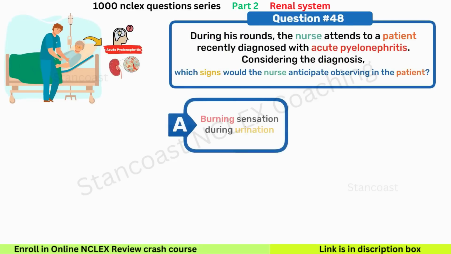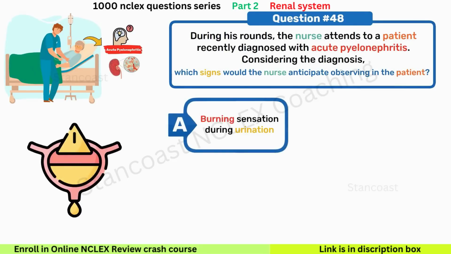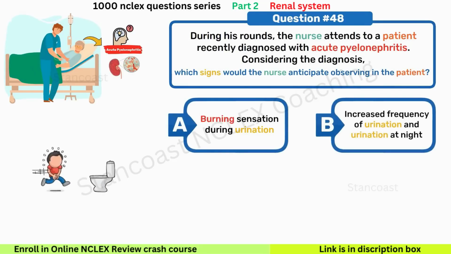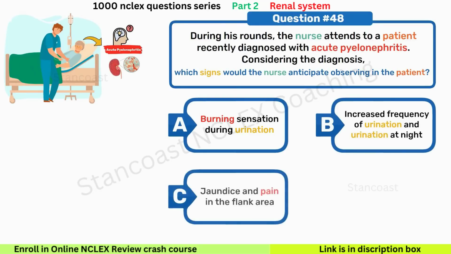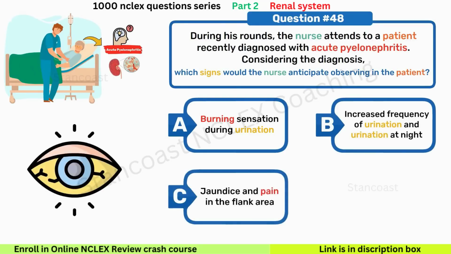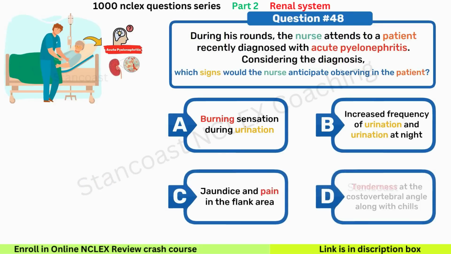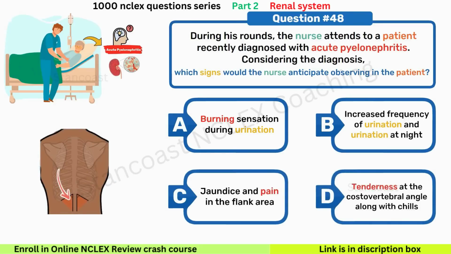A. Burning sensation during urination. B. Increased frequency of urination and urination at night. C. Jaundice and pain in the flank area. D. Tenderness at the costovertebral angle along with chills. Correct answer is D. Tenderness at the costovertebral angle along with chills.